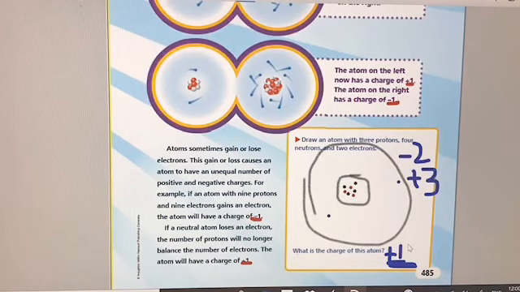Now imagine if I have more electrons. 1, 2, 3, 4, 5. 5 electrons, so 5 negative and 3 positive. Now tell me the difference. Who has the biggest number? Yes, the biggest number is negative. How much is 5 bigger than 3? With 2. So the atom is charged by 2 negative.